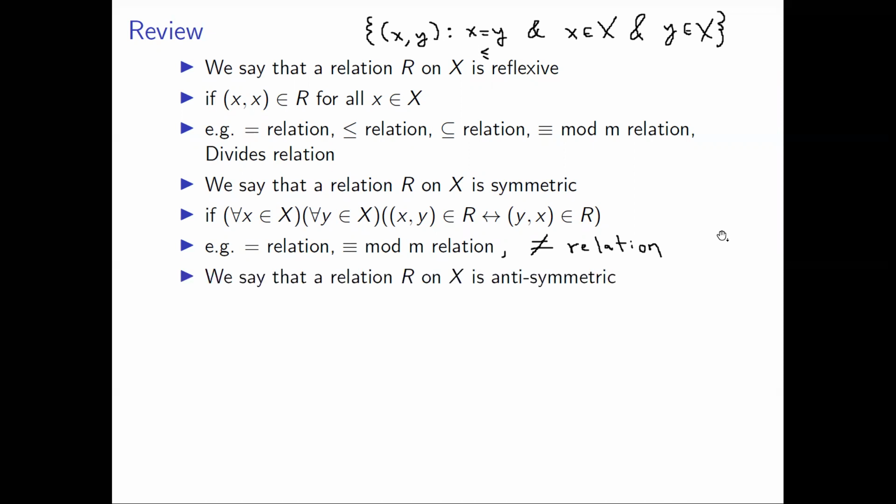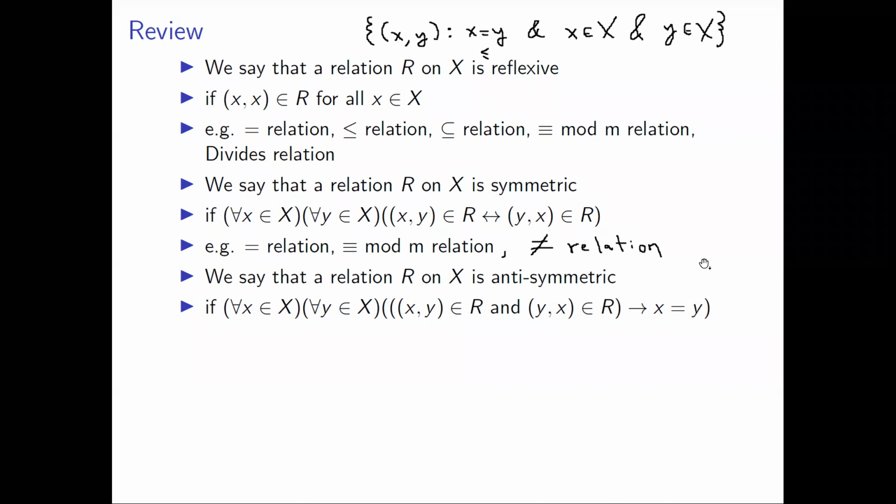So the third property that we discussed in the last video was anti-symmetry. And it's not exactly the opposite of symmetry because there are relations which satisfy both symmetry and anti-symmetry, specifically the equality relation we saw. The property of anti-symmetry says for all little x in big X and for all little y in big X, if we have both ordered pairs (x, y) and (y, x) in our relation, then we must have x equal to y.